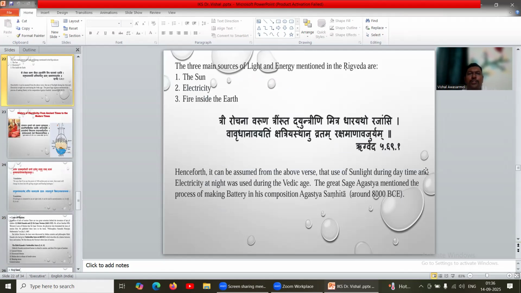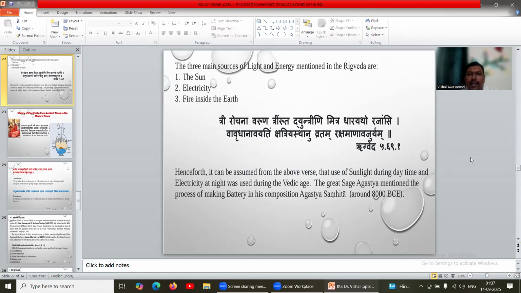There are three main sources of light and energy mentioned in the Rigveda. The first is the sun, the second is electricity, and the third is fire inside the earth. And here is one of the shlokas mentioned in this slide in the Rigveda. It means that it can be assumed from the above verse that sunlight was used during the daytime and electricity at night during the Vedic age.